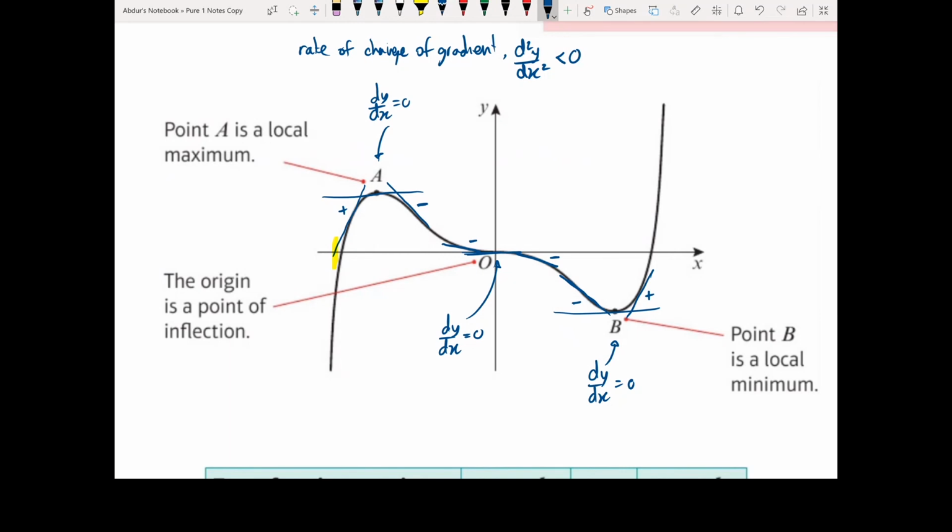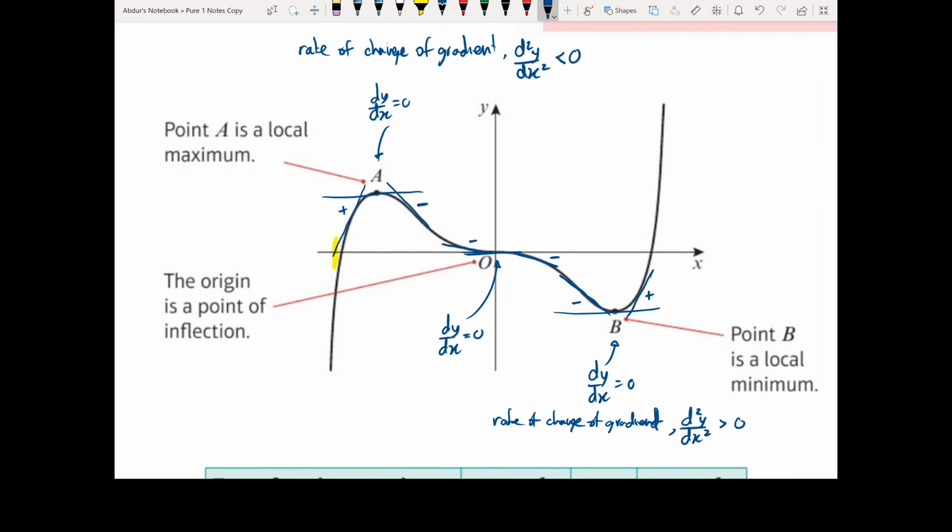Now, let's see what happens at the local minimum. Well, as we can see, just before the point B, the gradient is negative, then it becomes a gradient of 0 at the point B, then it becomes positive. So the rate of change of the gradient is increasing here, i.e. it is positive. So d2y by dx squared is greater than 0, indicating that the rate of change of the gradient is positive here. So when the second derivative is greater than 0, we have a local minimum.